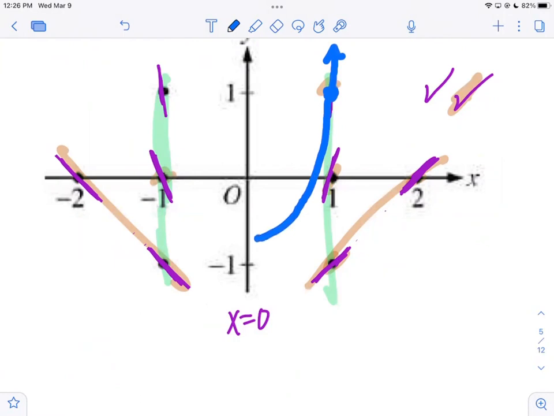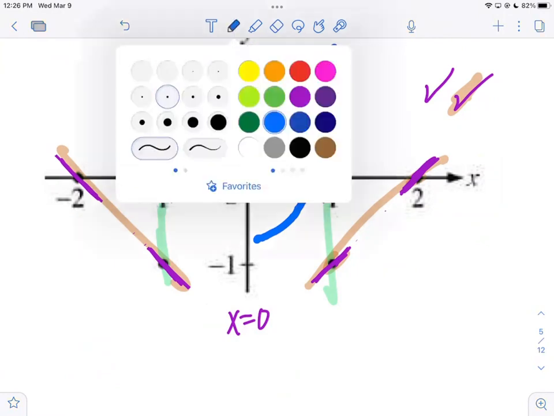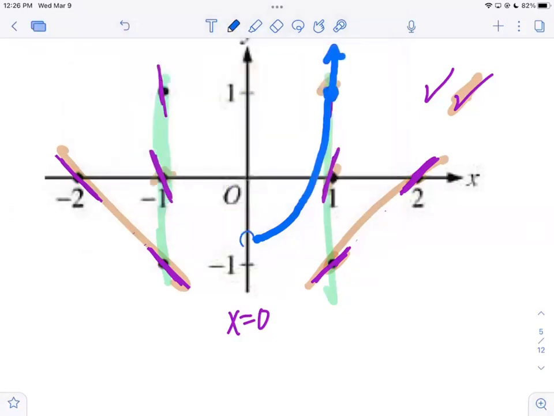3, 2, 1. What do I do when I get to the y-axis? I stop, right? I want to go up to x equals 0, but not include it. So what could I actually do to help inform someone that I'm going up to but not including? Oh my gosh, an open circle. Yes, very good. Now, should I continue on the other side?